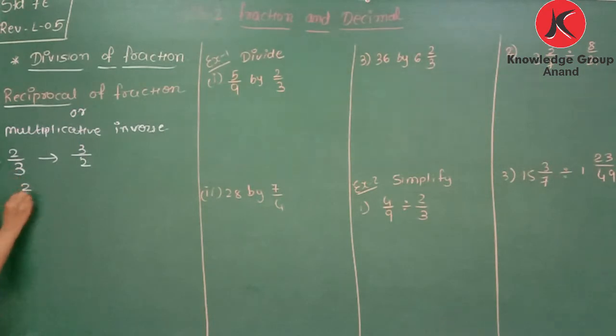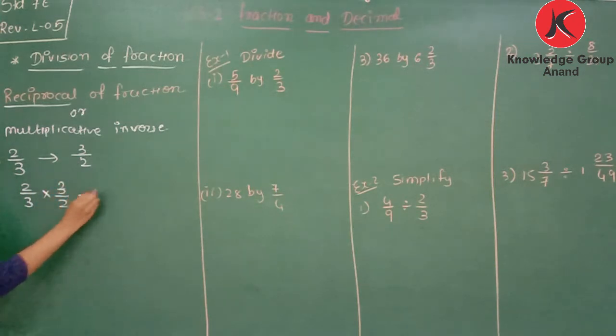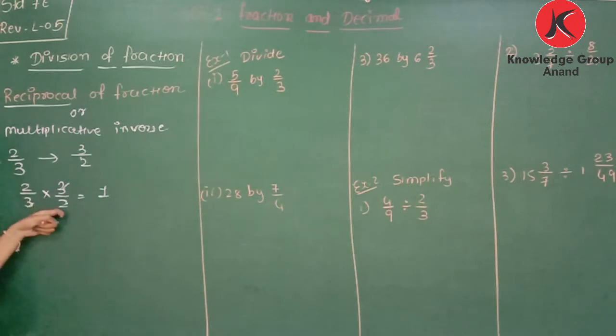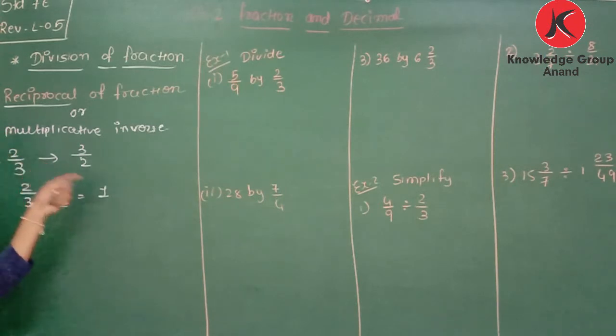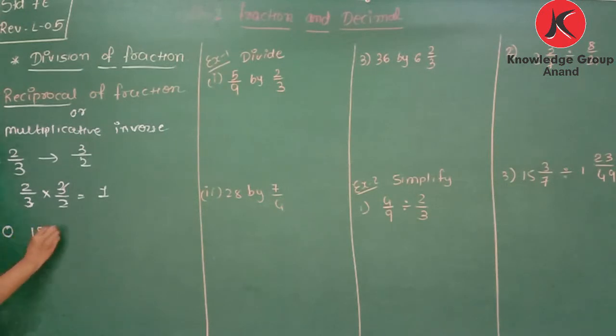And if we multiply a fraction with its multiplicative inverse, 3 by 2, we get 1, because 2 will be cancelled out and 3 will be cancelled out. So the multiplication of a fraction with its reciprocal is always 1. Reciprocal of 0 is not possible.